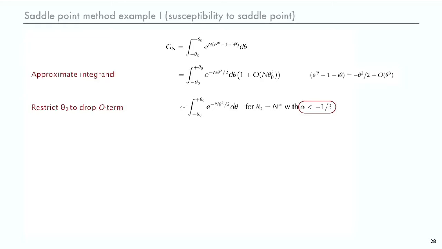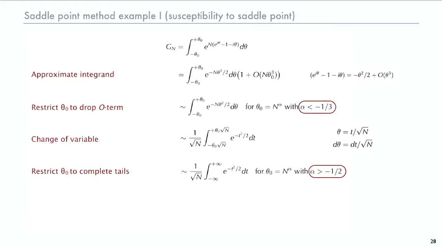By restricting theta 0 to be less than a certain value, we can drop the big O term and get an approximation of our integral, as long as, say, theta 0 is n to the alpha with alpha less than minus 1/3. There's a small calculation to check that. And then we can change variable and do the integral, and that's the integral that we have.